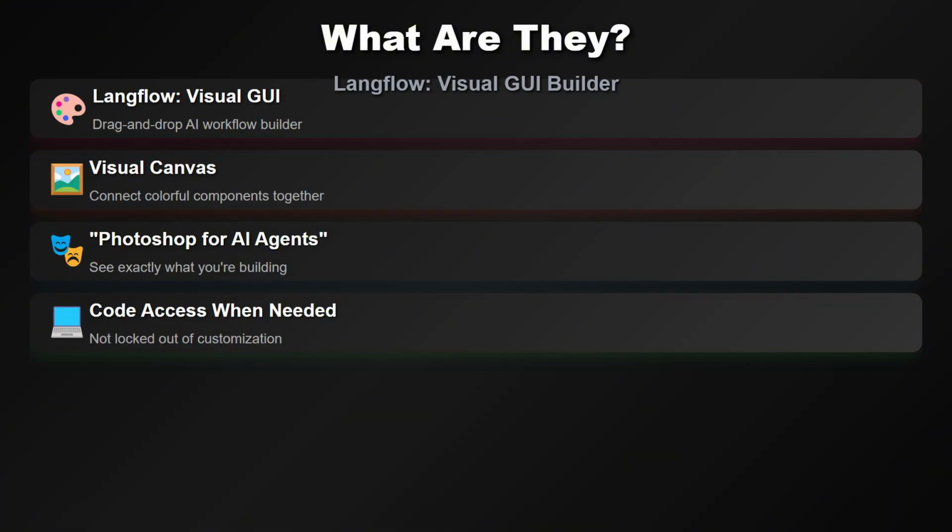On the other side, we have LangFlow. LangFlow is essentially a visual GUI for building AI workflows. Instead of writing code, you drag components onto a canvas and connect them together to create your AI pipeline. It's like having Photoshop for AI agents. You can see exactly what you're building as you build it. LangFlow gives you both the visual authoring experience and access to the underlying code when you need it. So you're not completely locked out of customization, but you don't have to start from scratch either.